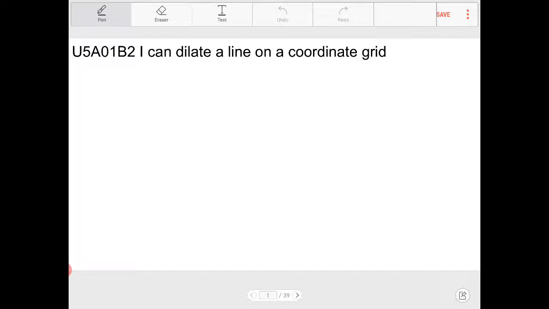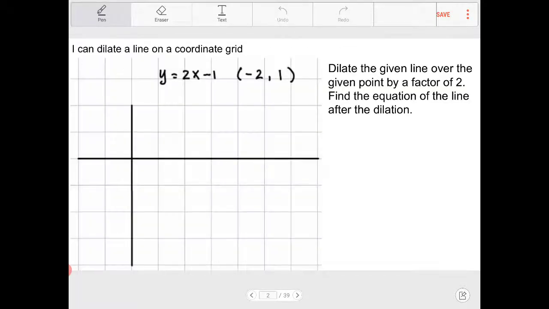This lesson is U5A01b2. In this lesson, we are going to be talking about dilating a line on a coordinate grid. Okay, so let's take a look. Suppose I give you the situation where a line is given by the equation y equals 2x minus 1, and I am asking you to dilate that line over the point (-2, 1).